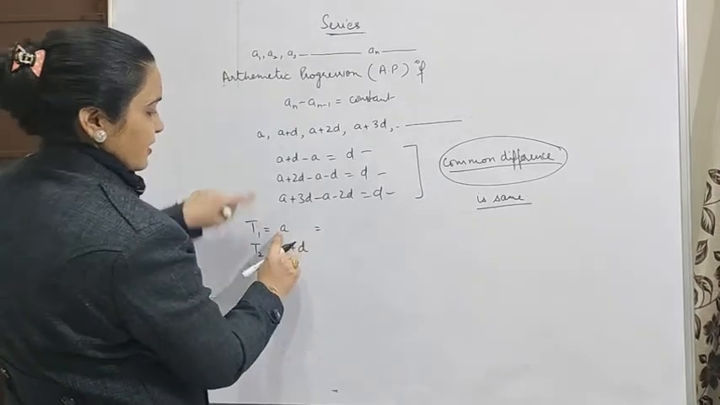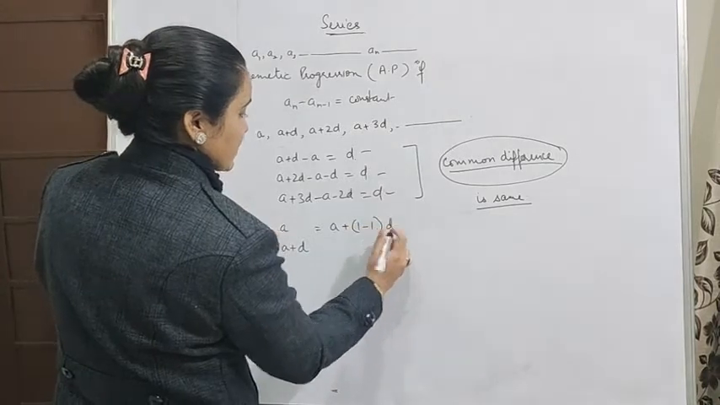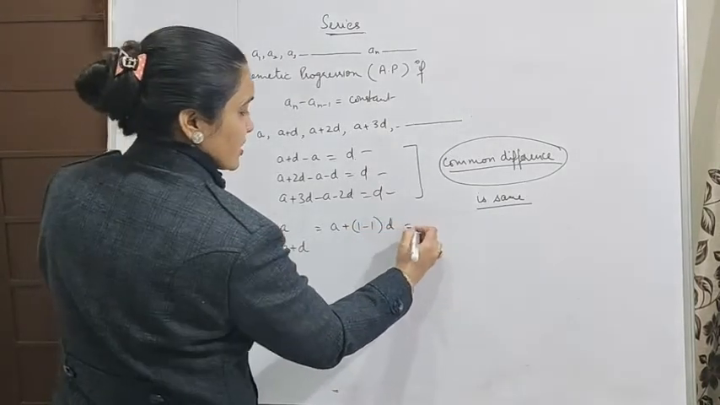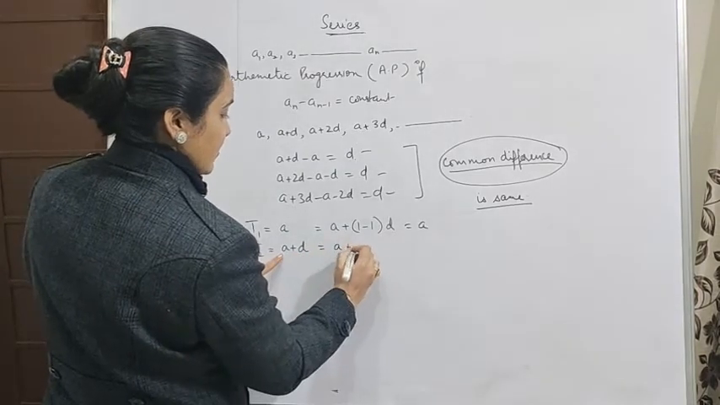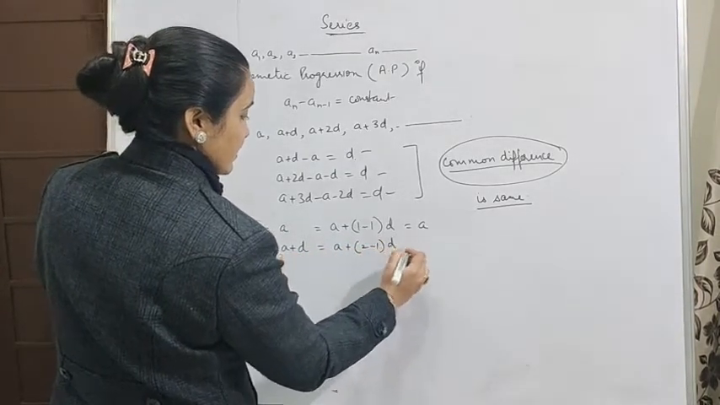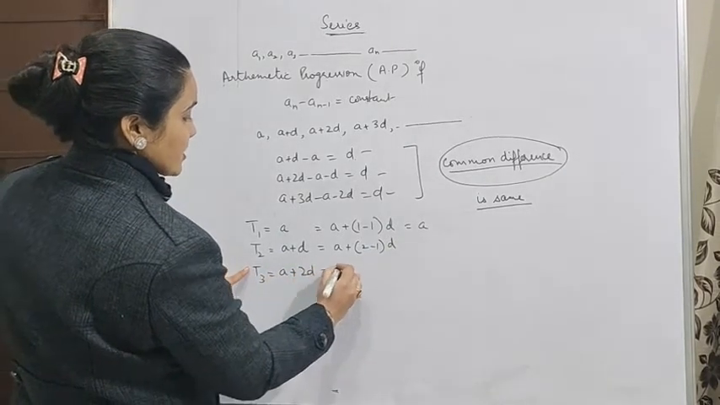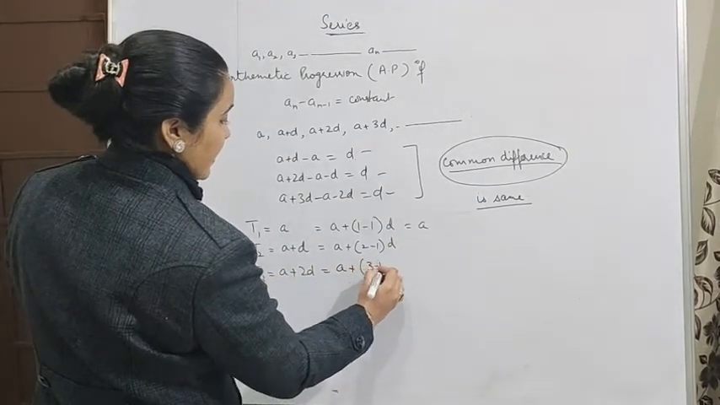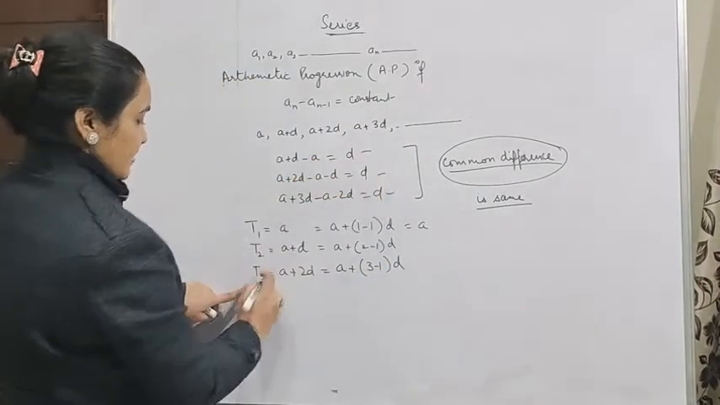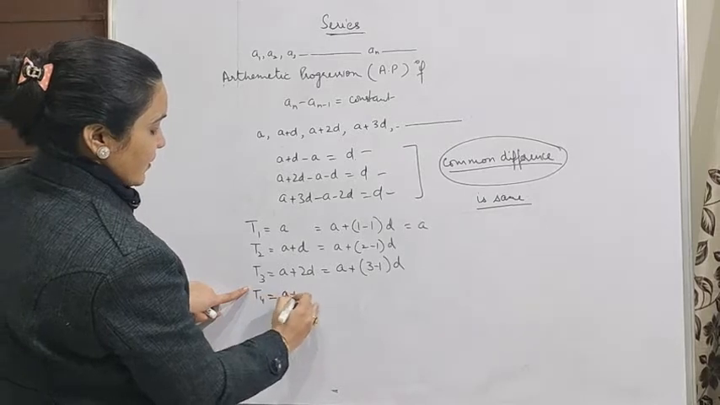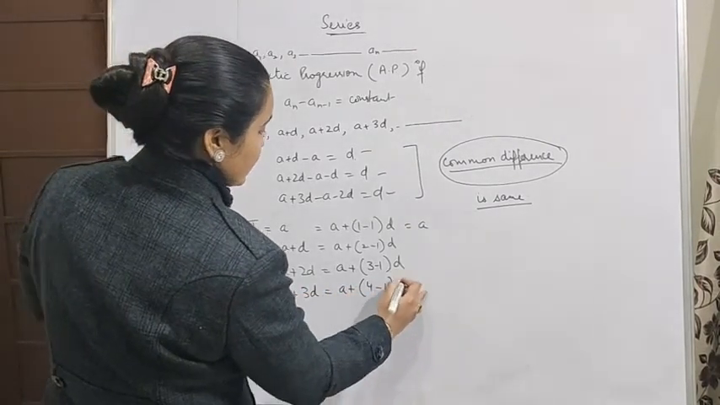So the first term can be written as A plus 1 minus 1 times D, because 1 minus 1 is 0. So you will get A. And A plus D can be written as A plus 2 minus 1 times D. And T3 is A plus 2D, which can be written as A plus 3 minus 1 times D. Clear? This is T3. This is T4. T4, A plus 3D, can also be written as A plus 4 minus 1 D.